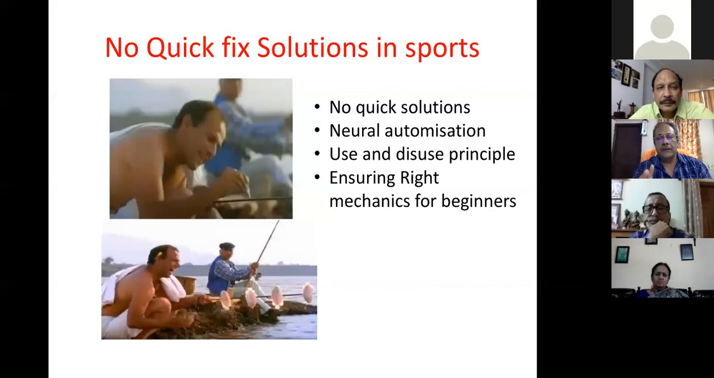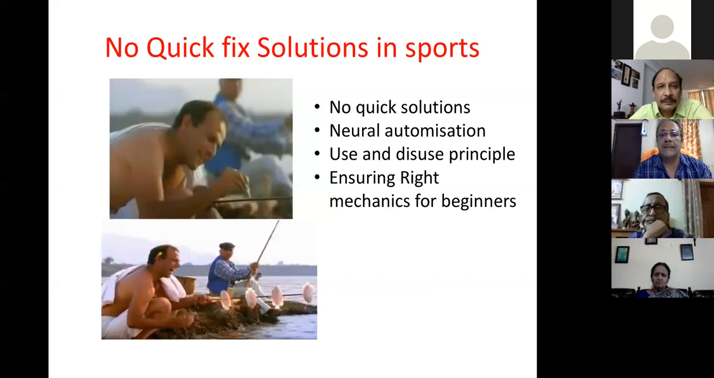I remember people like Annavi, who was a high jumper athlete. He used to do the scissor style, and then when he went for the Fosbury flop, he took a long time to adapt to this particular skill. More than 6 months he has taken.